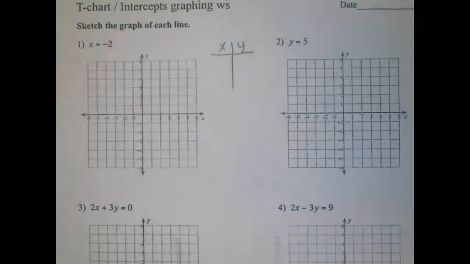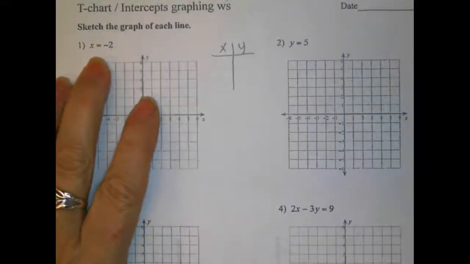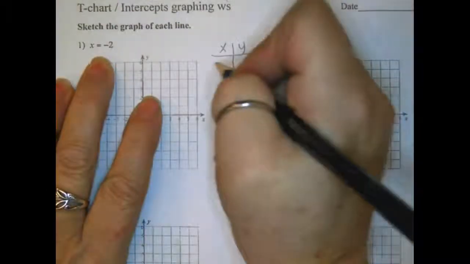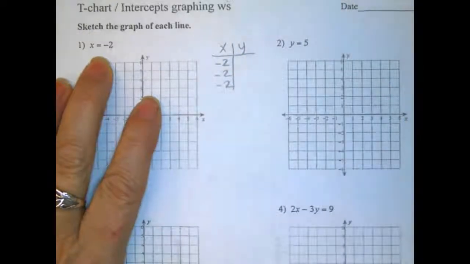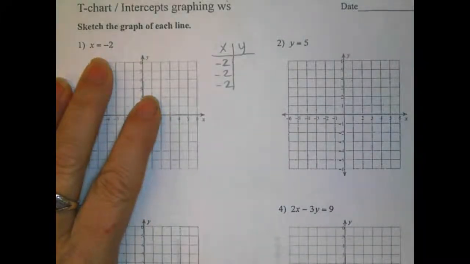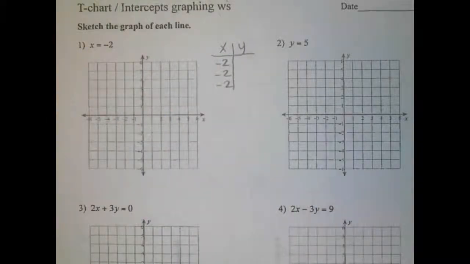So if you remember from when we did lines of reflections in our geometry section, this equation says that X is equal to what? -2, right? So every time I graph my X, it's always going to be -2. So I'm just going to write it 3 times because I want 3 nice points that I can graph. Now my Y can be anything I want it to be.